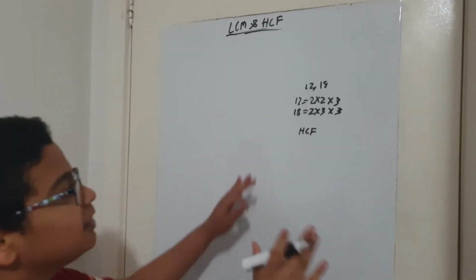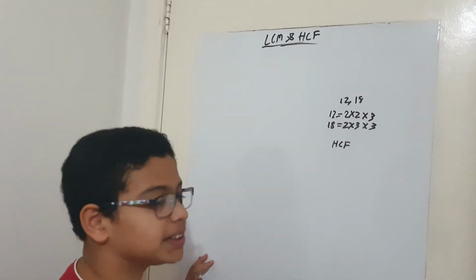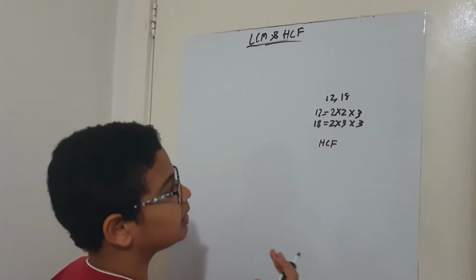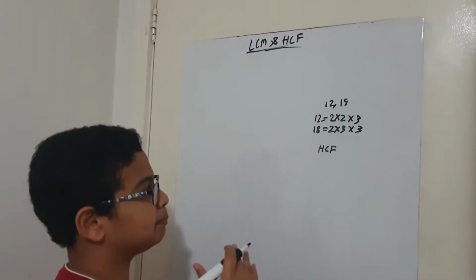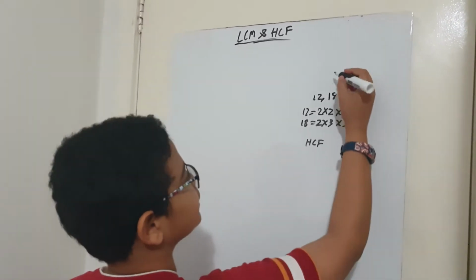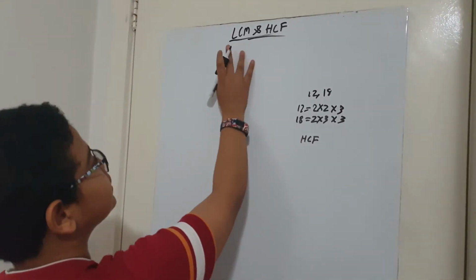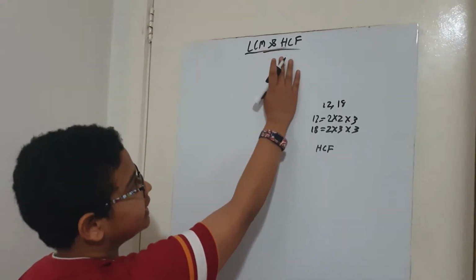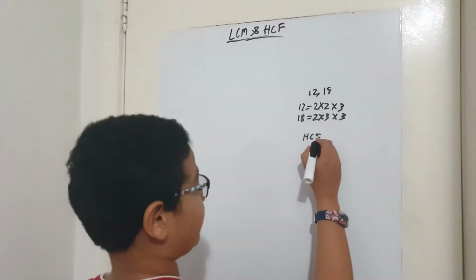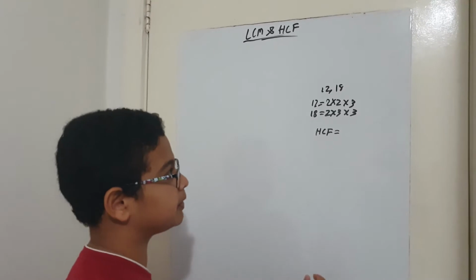Before we start, I'm just going to explain what HCF and LCM mean. LCM means the lowest common multiple. For 12 and 18, the lowest common multiple would be a number that they can both get to by adding themselves over and over again. LCM stands for lowest common multiple, and HCF stands for highest common factor. The highest common factor is the biggest factor that they both have.